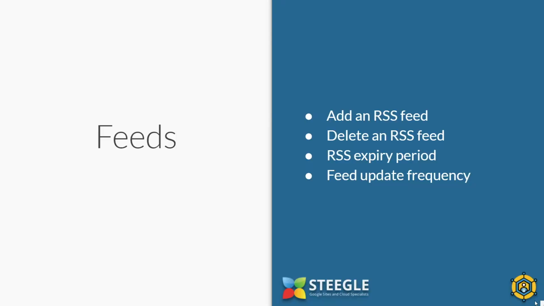Steegle News also provides the option to add an RSS feed. You can add RSS feeds to Steegle News and also delete ones you no longer want to publish. You can set the expiry period of how long a news article from an RSS feed will remain. And you can set how frequently you want Steegle News to check for new RSS feed updates. Let's see that in action.